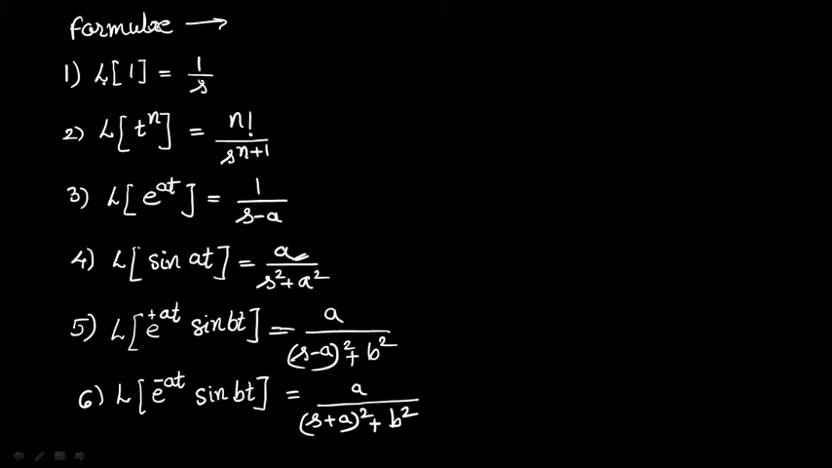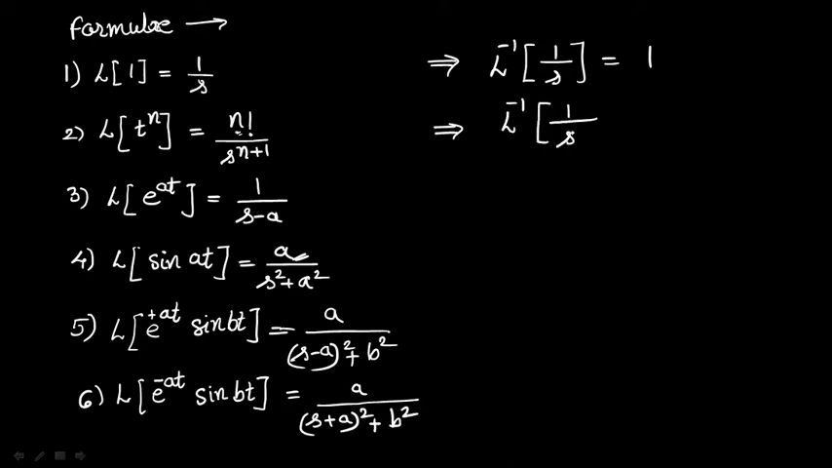Here we already proved these results: Laplace of 1 equals 1 by s. Now from this we easily write down the Laplace inverse of 1 by s, its value equal to 1. Now for the second formula, here n factorial on the right hand side is a constant value, so we can write Laplace inverse of 1 upon s to the power n plus 1 equal to t to the power n upon n factorial. We can write this n factorial on the left hand side or right hand side. Most times we shift this to the right hand side.